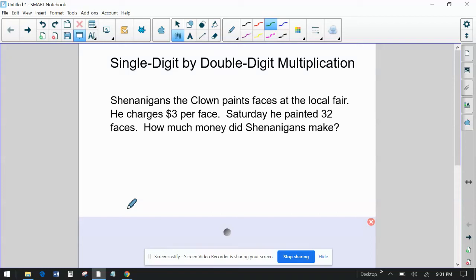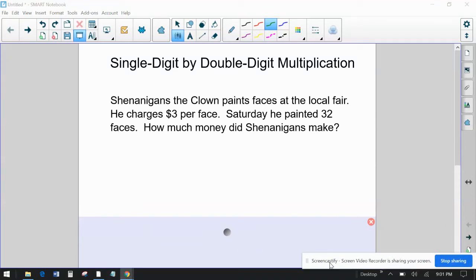All right, boys and girls, we are going to continue our unit on multiplication. We're just going to pause and review a little bit about single digit by double digit multiplication. We're going to cover our strategies that we've been focusing on, the area model and the base 10 model.